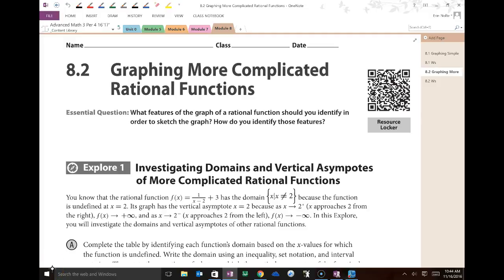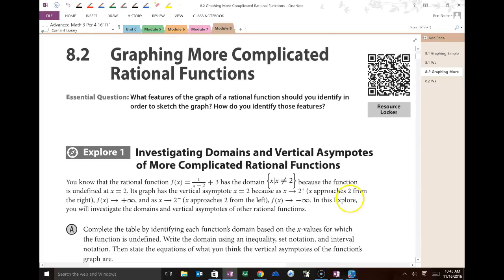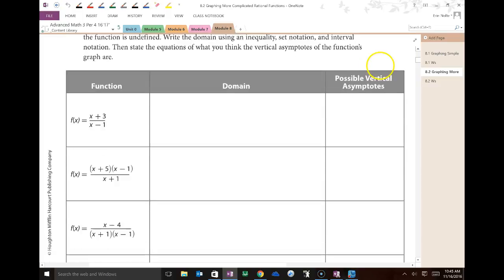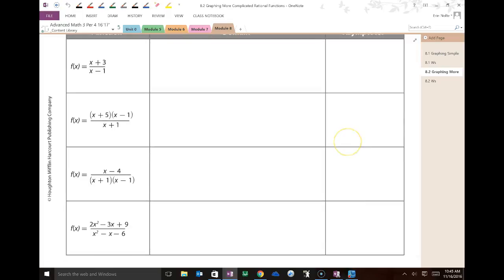All right, so A2, they call it more complicated rational functions, and we're gonna graph those. Okay, so basically, we were working within the vertex form yesterday. Now we're gonna work in the standard form. Okay, so the standard form of a rational function looks like these four examples here.